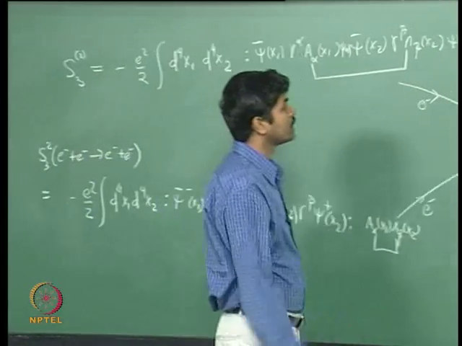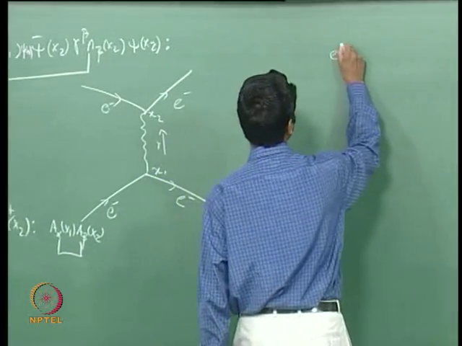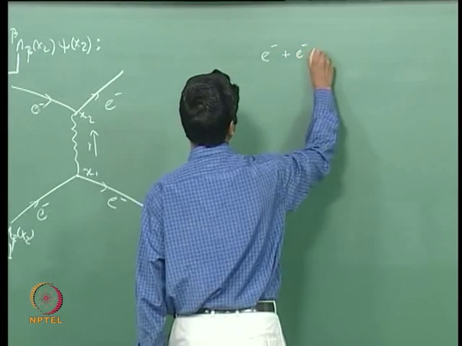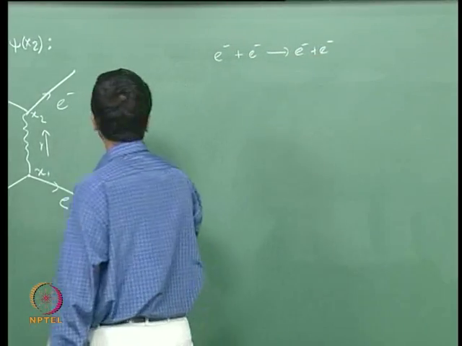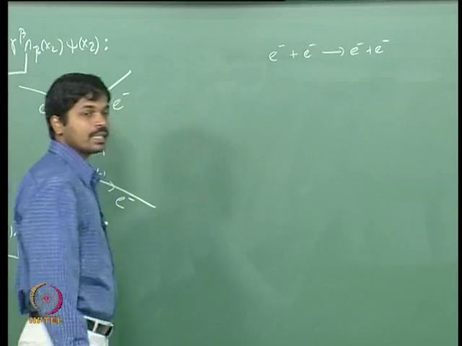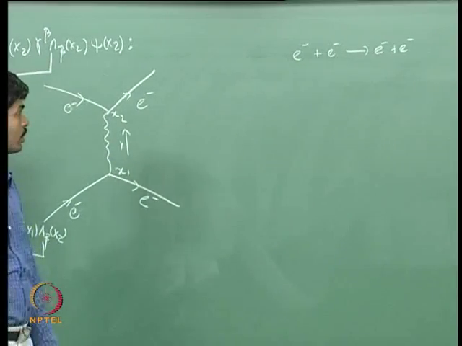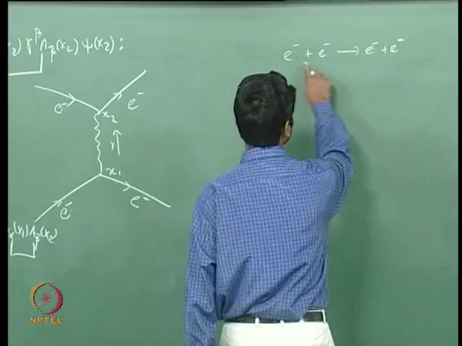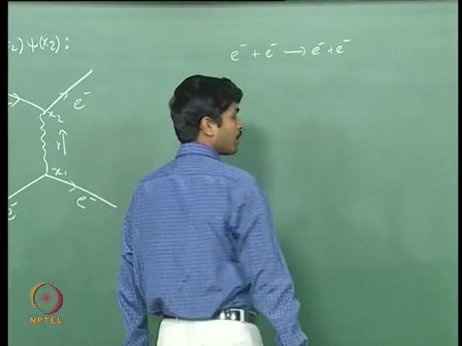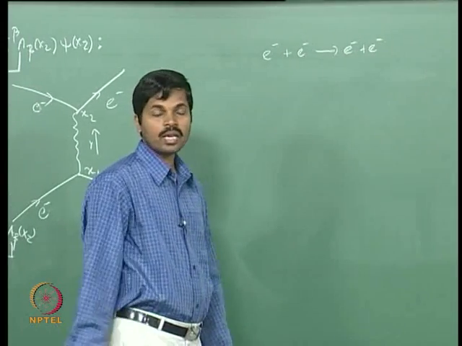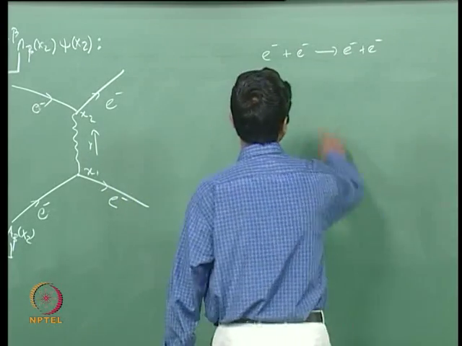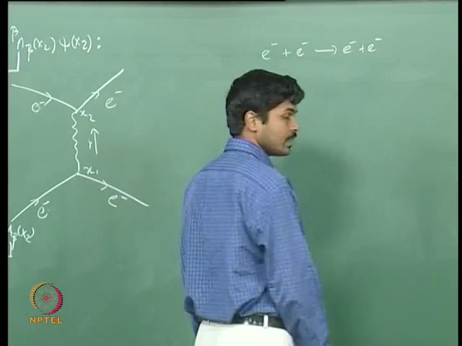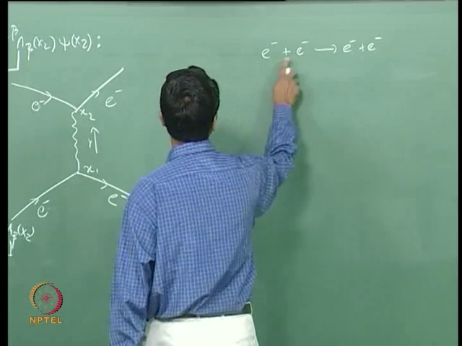The incoming electrons, e minus plus e minus going to e minus plus e minus, are identical particles. So an exchange interaction can take place between them, and then we need to understand how to compute the amplitude for this process, taking care of the exchange interaction. So let us understand this process here.